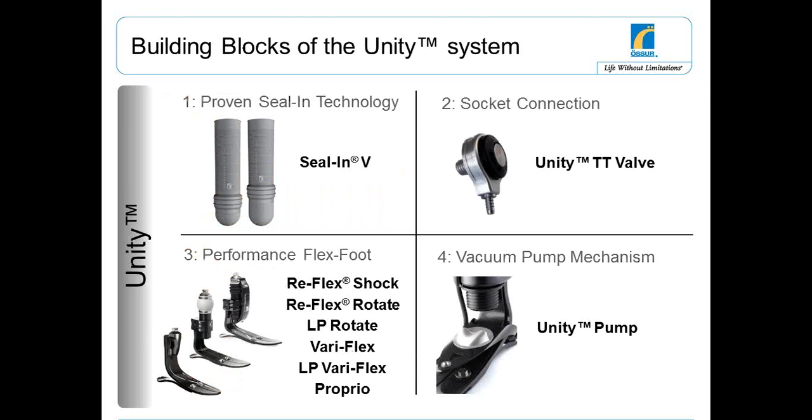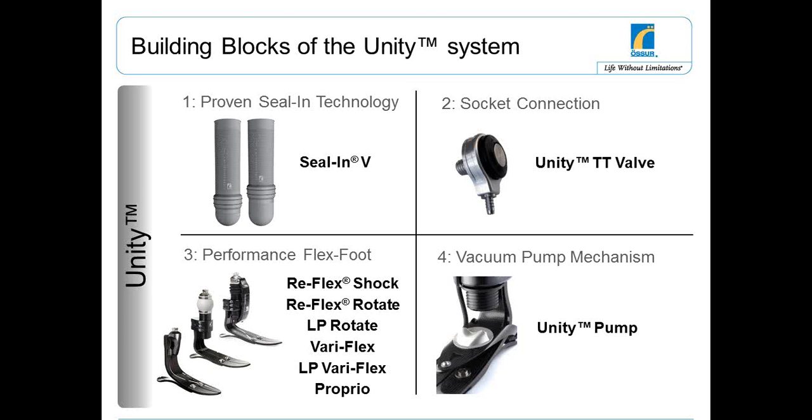So let's get into the nitty-gritty. We've got the building blocks here of the Unity system. The first part we're going to speak about is using the Seal-In V liner, and we'll explain how it's unique, how it works, and how it's different from previous Seal-Ins. The second is the socket connection. We're using a tri-function valve that I think most of you will find really interesting.